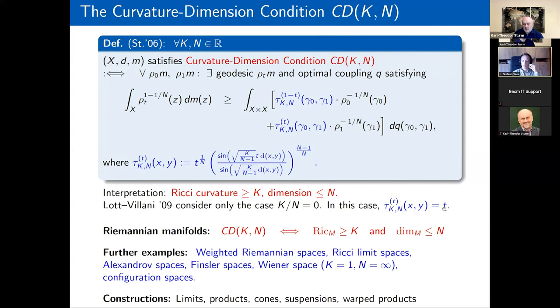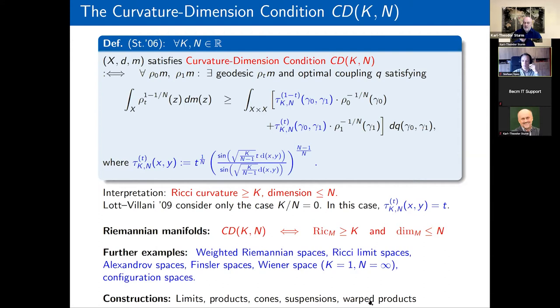We have an exact equivalence in the Riemannian case, namely CD(K,N) holds true if and only if we have this Ricci curvature bound and dimension bound. And besides Riemannian manifolds, there are plenty of further geometric objects: weighted Riemannian spaces, Ricci limit spaces in the sense of Cheeger-Colding, Alexandrov spaces. Even if this sounds obvious, this was quite a challenge to be proven. Finsler manifolds, and if you are willing to extend the scope a little bit, then also Wiener space and configuration spaces would fit into this class.